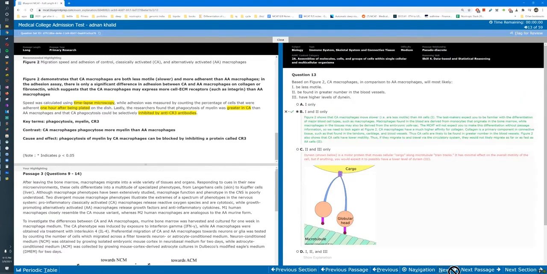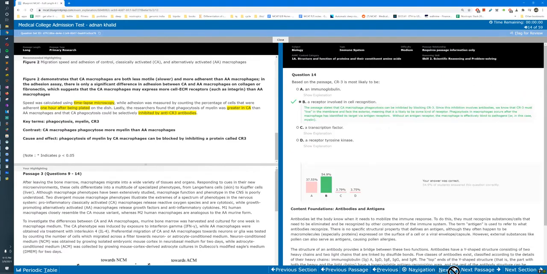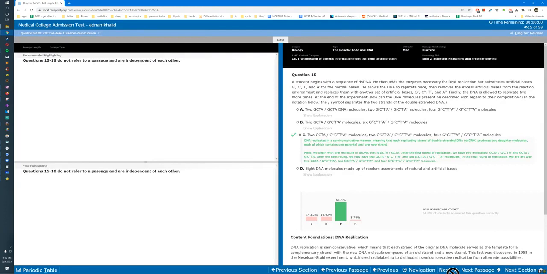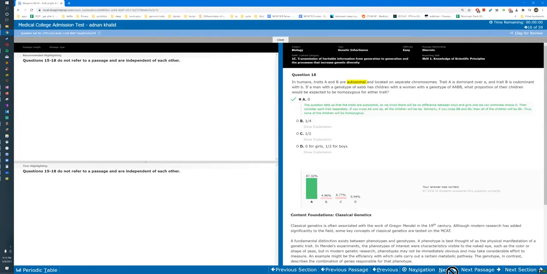I don't like these types of questions. But CR3, okay, they don't tell you anything. They just say it's an anti-CR3 antibody. So it interacts with antibodies, so it's basically going to be an antigen, aka a receptor. This is a kind of long thing. I'll explain that some other time.